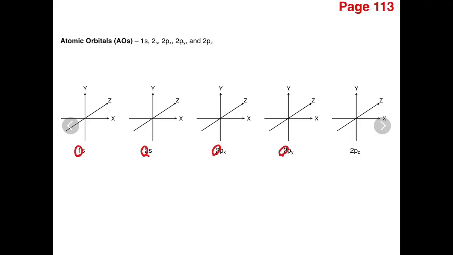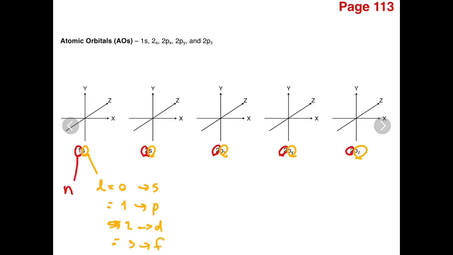To recall what we learned earlier, these numbers show the main energy shells, which is the principal quantum number n. The letters S, P and so on are described by the angular momentum number, l, which is the sub energy shell. When l equals 0, that is S. When l equals 1, that is P. When l equals 2, that is D. And when l equals 3, that is F. That's what we learned previously.